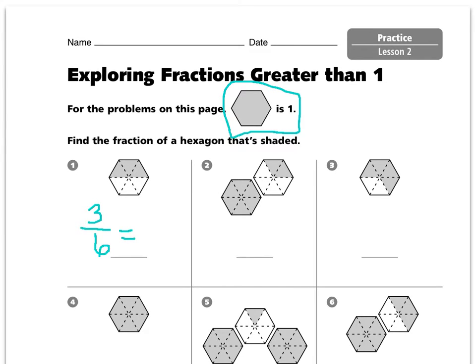I need to reduce. I know that 3 goes into both numbers. 3 goes into 3 one time, and 3 goes into 6 2 times. I can also clearly see that it's cut in half.